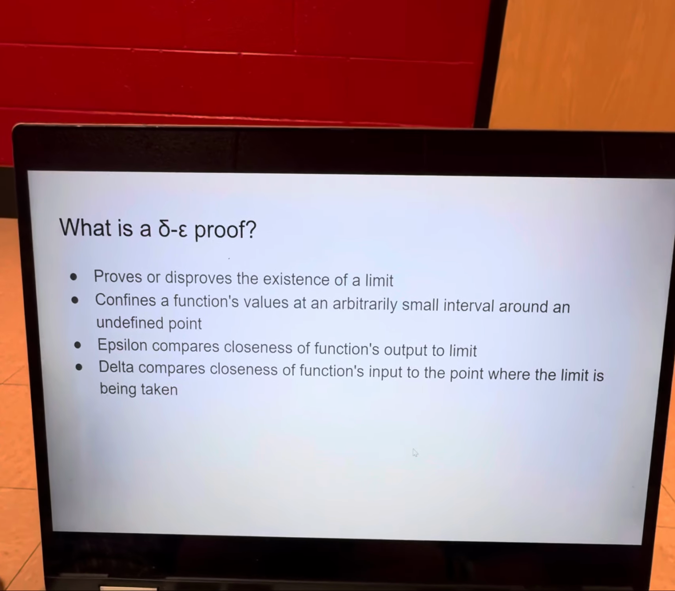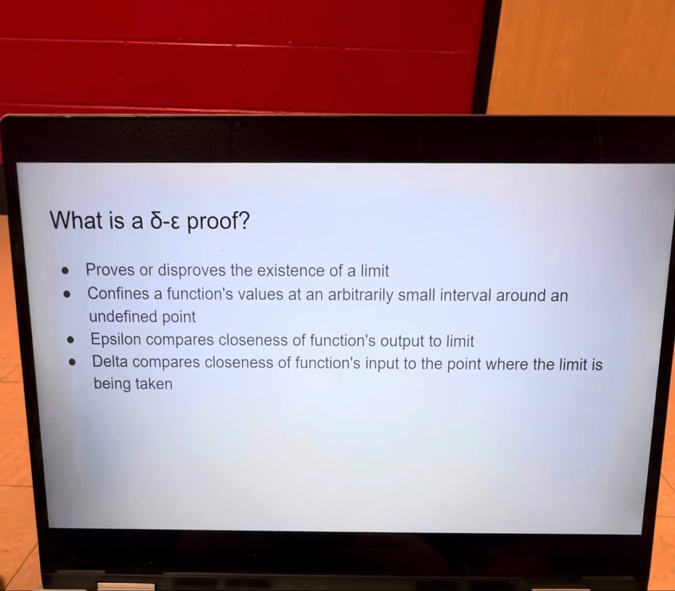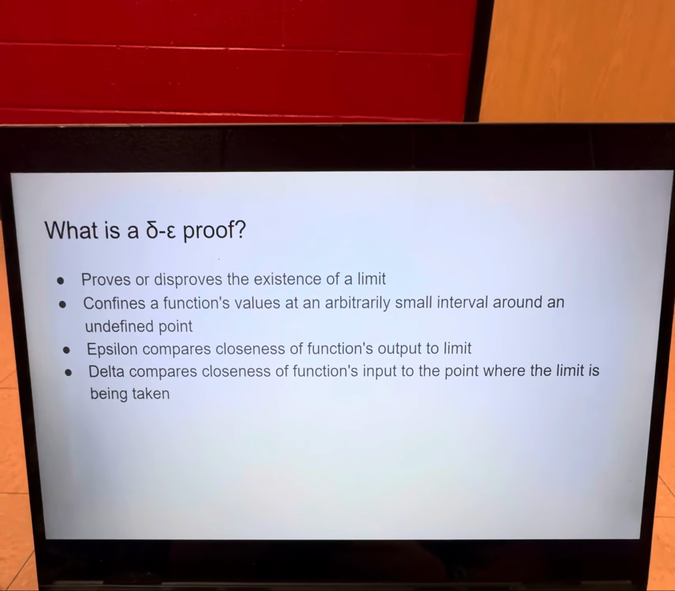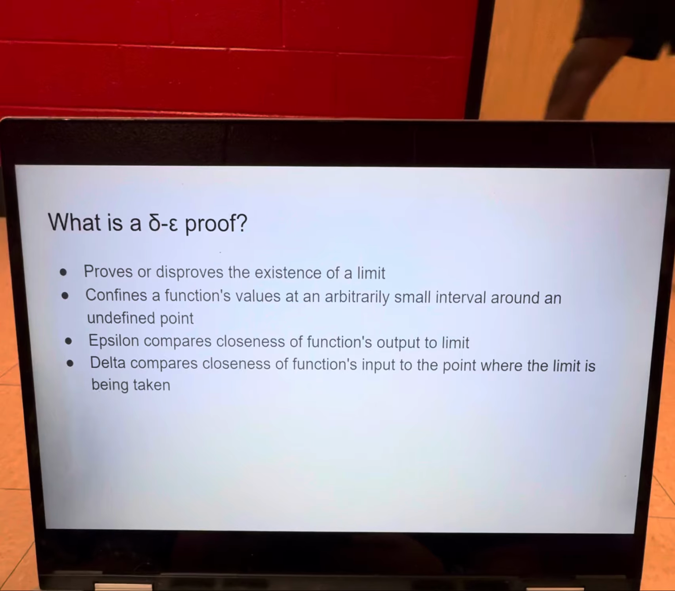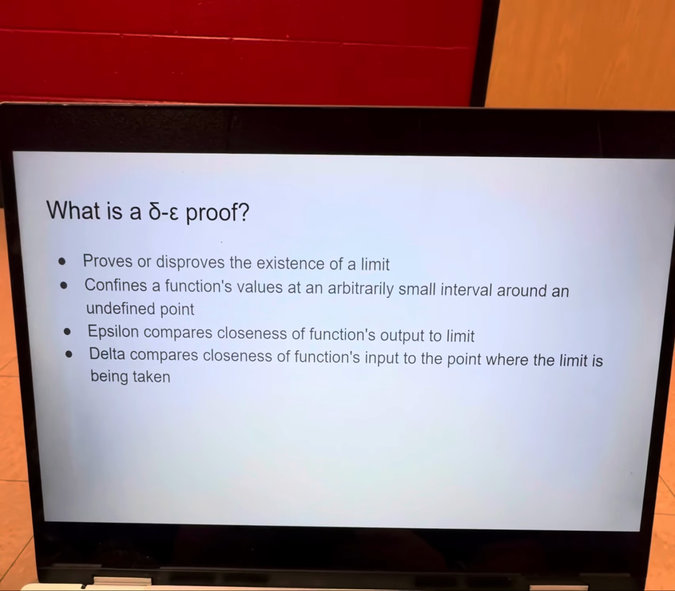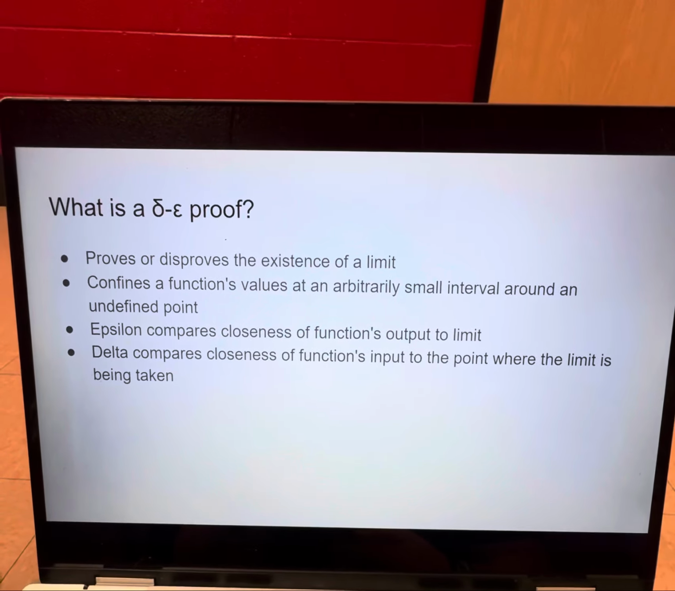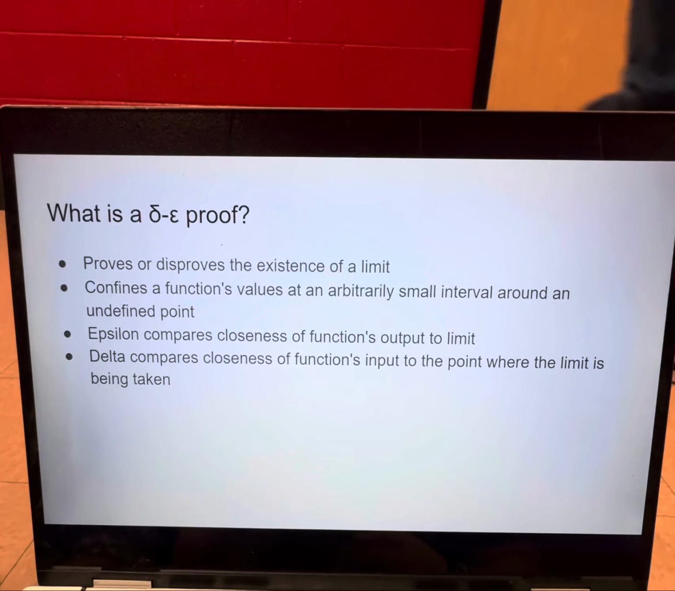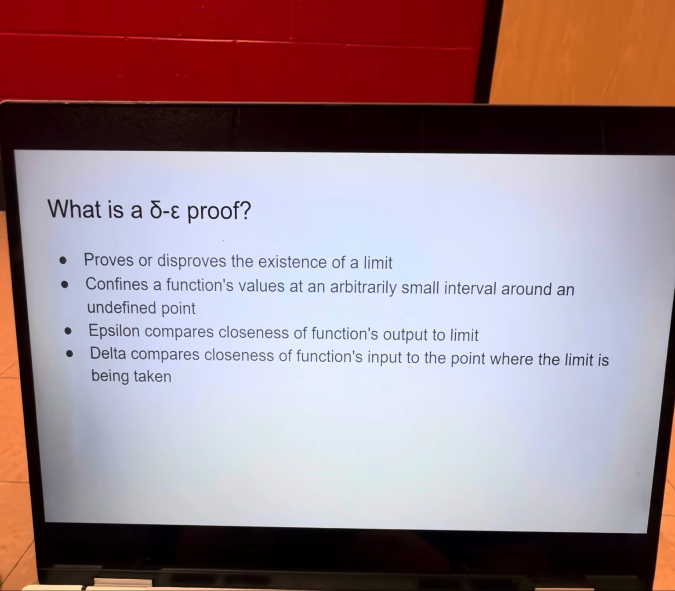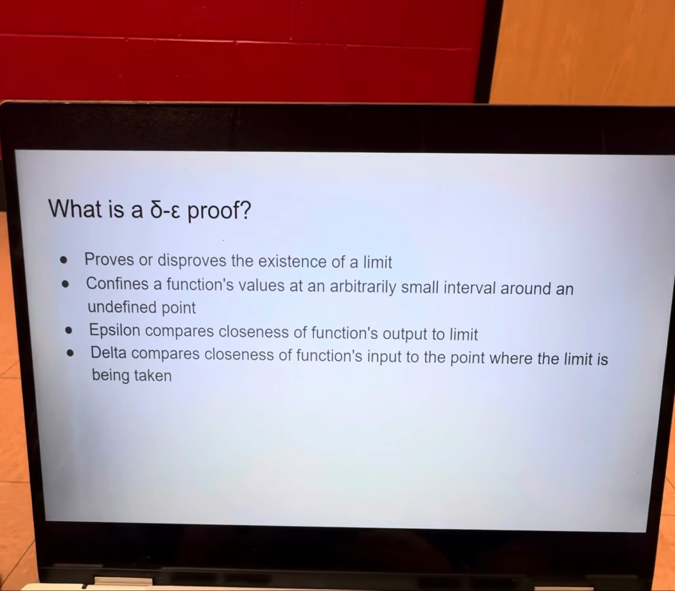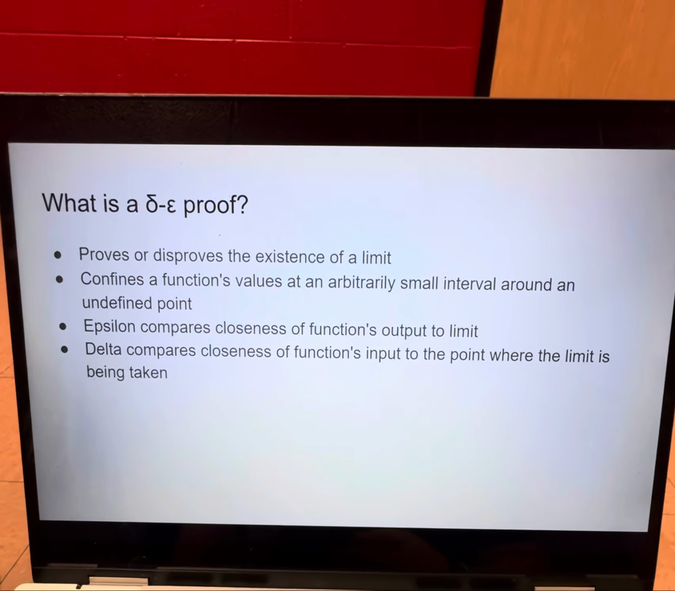What is an epsilon delta proof? An epsilon delta proof proves or disproves the existence of a limit. It confines values of functions in an arbitrarily small interval around a point, and using epsilon and delta, epsilon compares the closeness of a function's output to the limit, and delta compares the closeness of a function's input to the point where the limit is being taken.